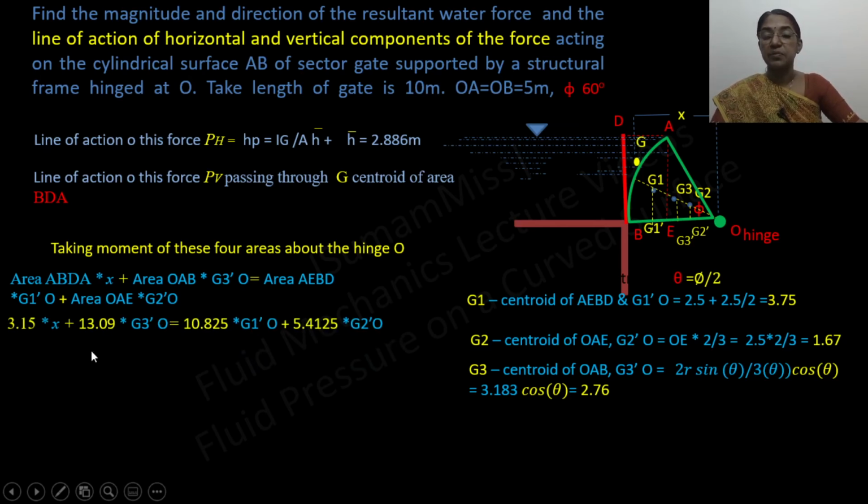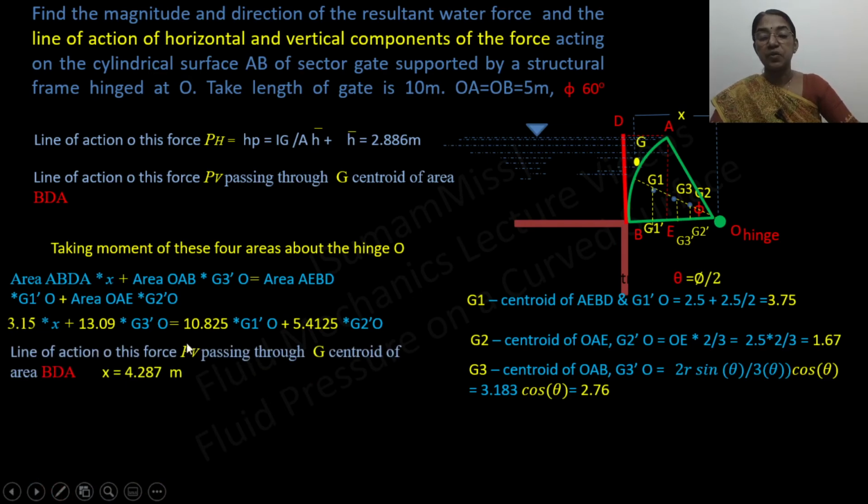So if you substitute, the line of action of this force PV passing through G, that is the centroid of BDA, is equal to 4.287 meter. That means X equals 4.287 meter. So from this problem, we are able to calculate the line of action of the horizontal force component and vertical force component and the line of action of the resultant force. So based on the calculation, we can fix the position of the hinge.